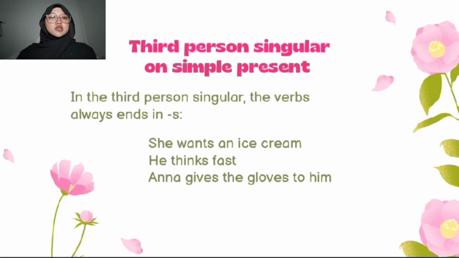So in the third person singular, the verbs always end in s. Like for example here, she wants an ice cream. He thinks fast. Anna gives the gloves to him. Okay, we can see the subjects she, he, and names, someone's names. The verbs end with s.